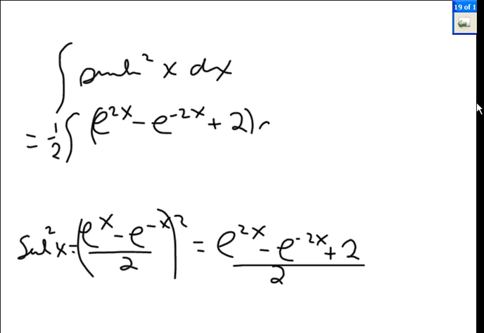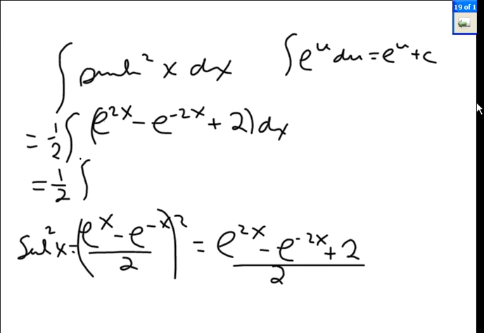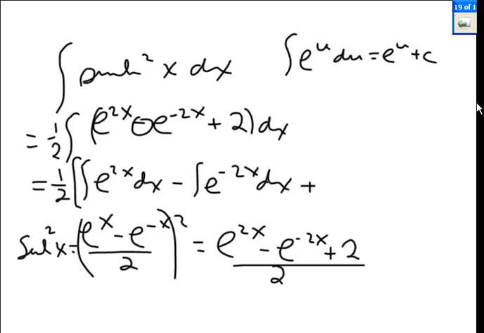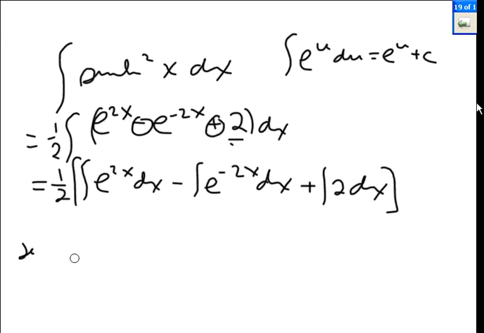And this is all dx. Now remember, the integral of e to the u du is just e to the u plus c. So this mess is the same as the integral of, well, many integrals. The integral of e to the 2x dx minus the integral of e to the minus 2x dx plus the integral of 2 dx. Now whether you write down the 3 integrals like I did, or you just think 3 integrals, that's fine, but you have to think 3 integrals.